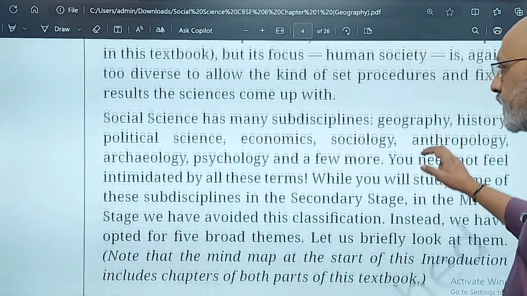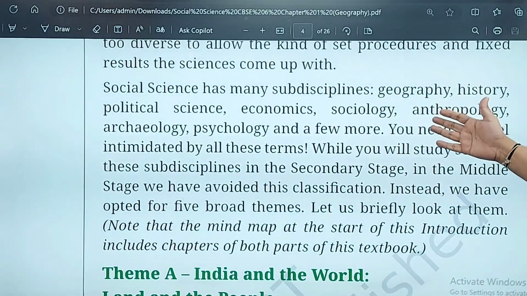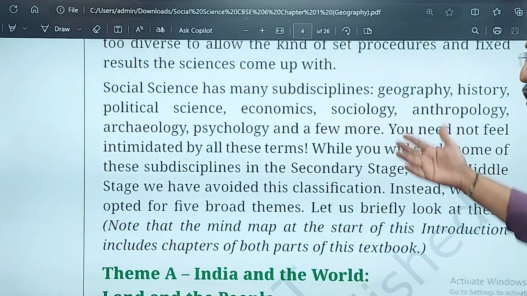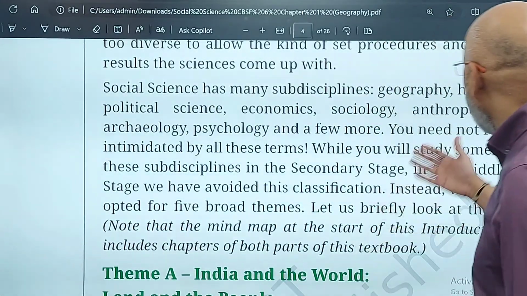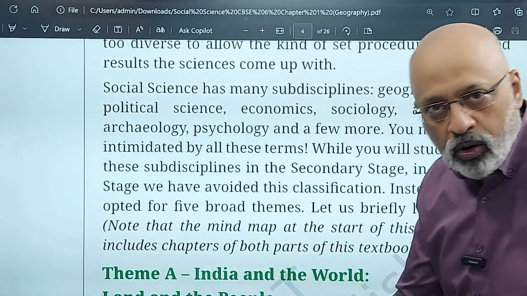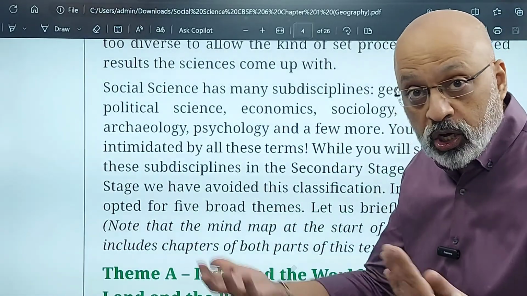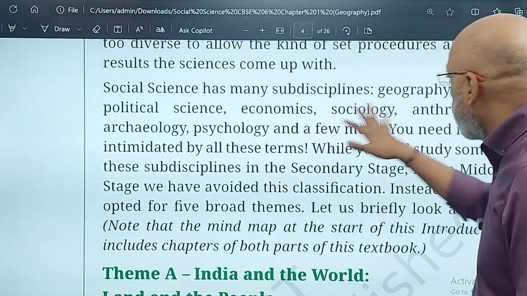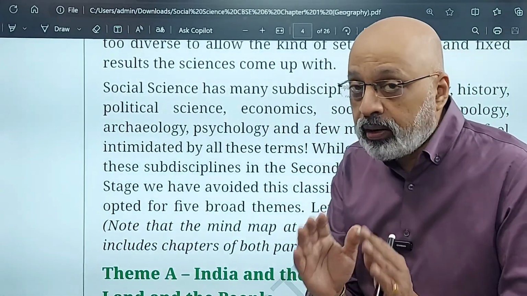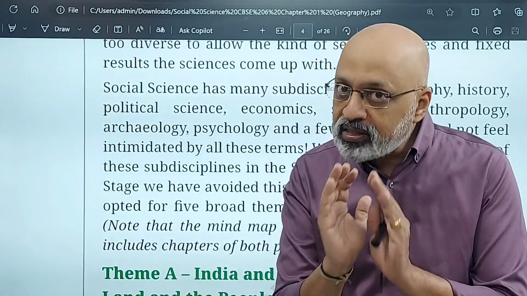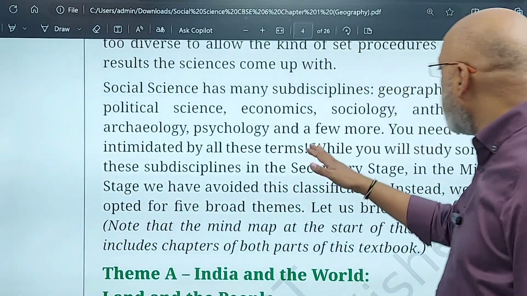Okay. Now, social science has many sub-disciplines. Geography, history, political science, economics, sociology is about society. Anthropology is about where we all came from. Archaeology is about excavation, Harappa, Mohenjo-daro, etc. Psychology is about the individual. Sociology and psychology are slightly similar. It's about the study of human beings, but that's about societies. This is about the individual. Okay, and a few more.